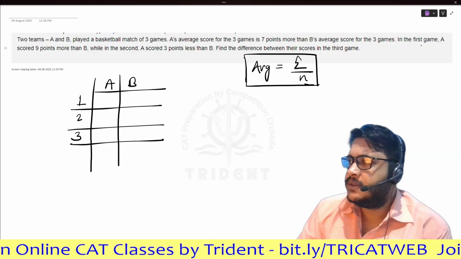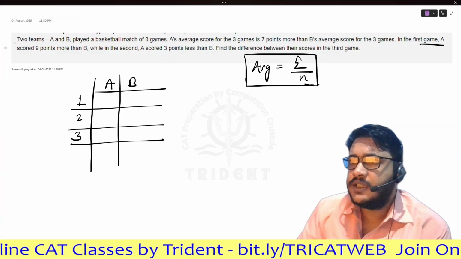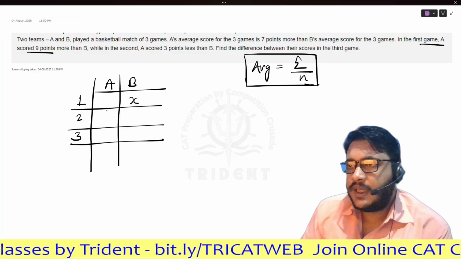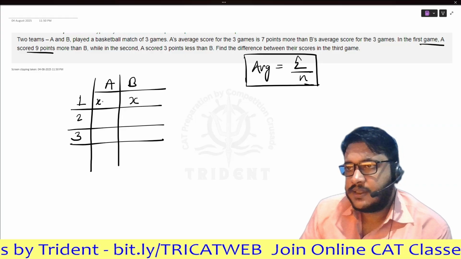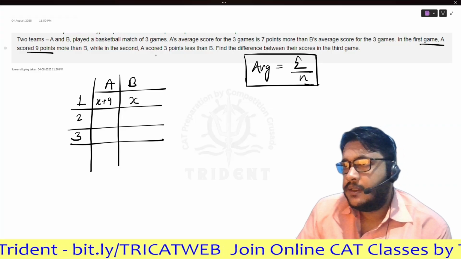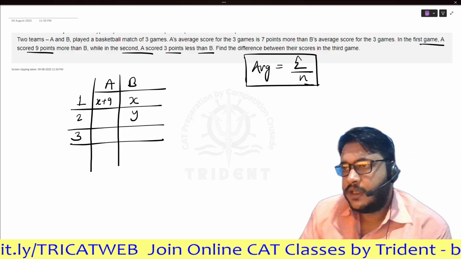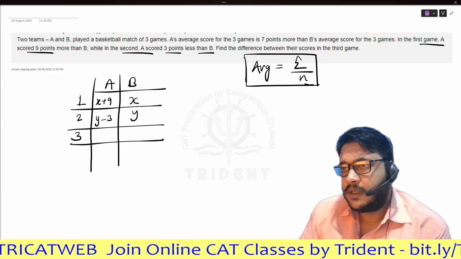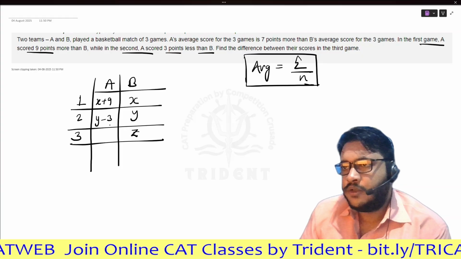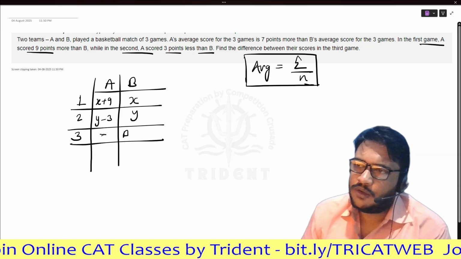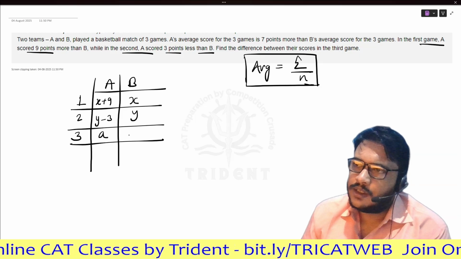The next line says, in the first game A scored 9 points more than B. So if I assume B to be X, this is X plus 9. In the second, A scored 3 less than B. If it is Y, it is Y minus 3. And then we can use either a variable Z. I would say let's use A and B, or maybe small a and small b.